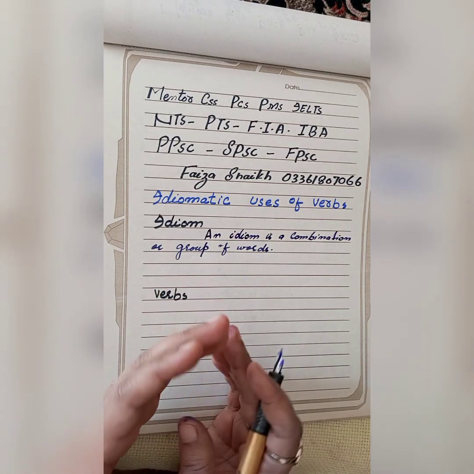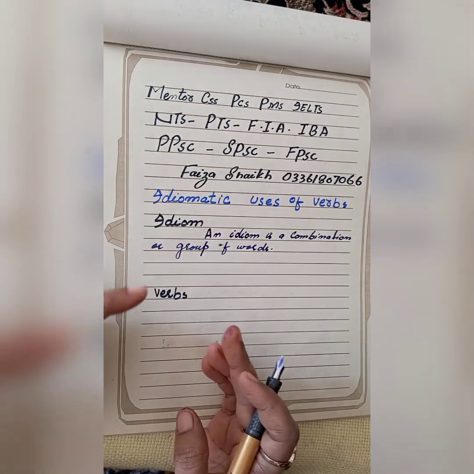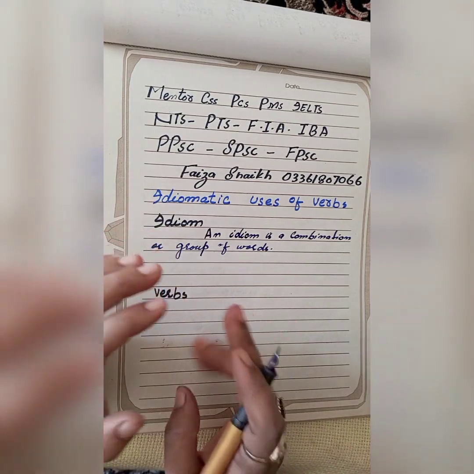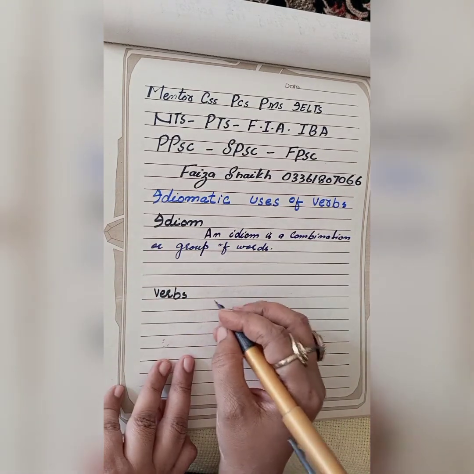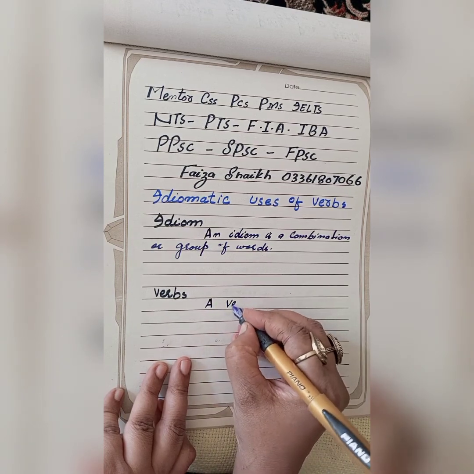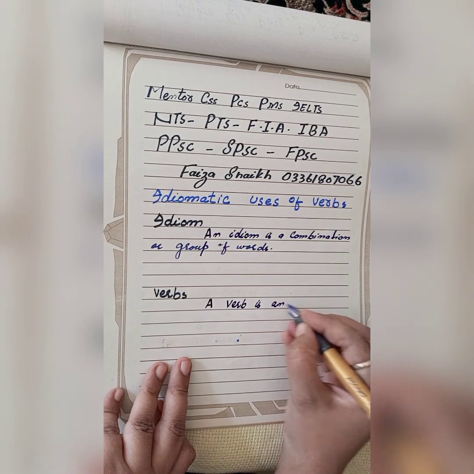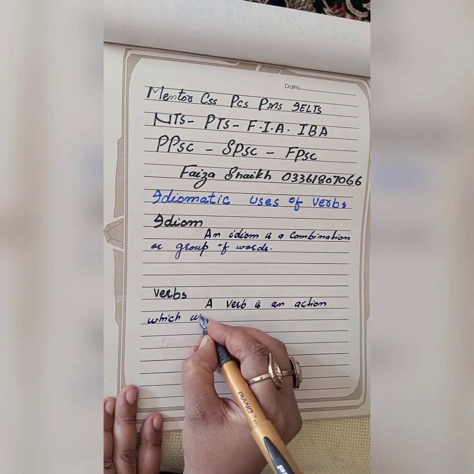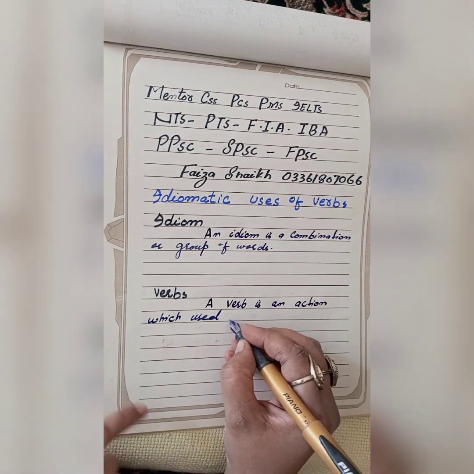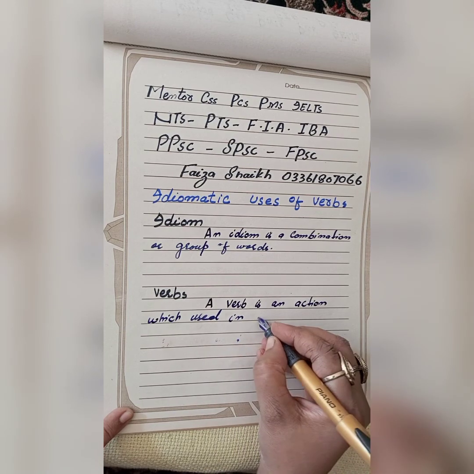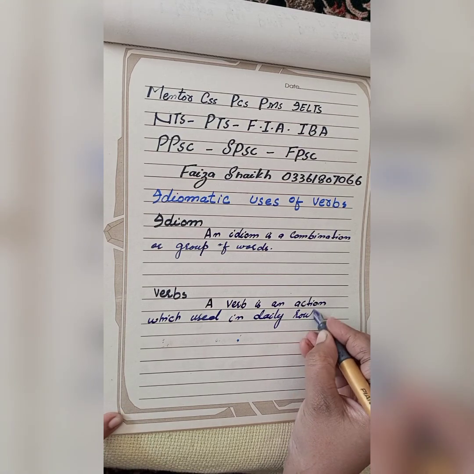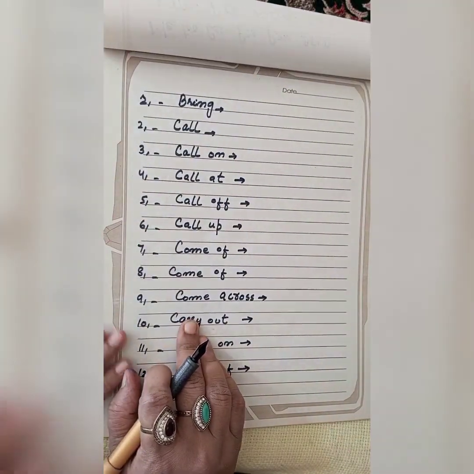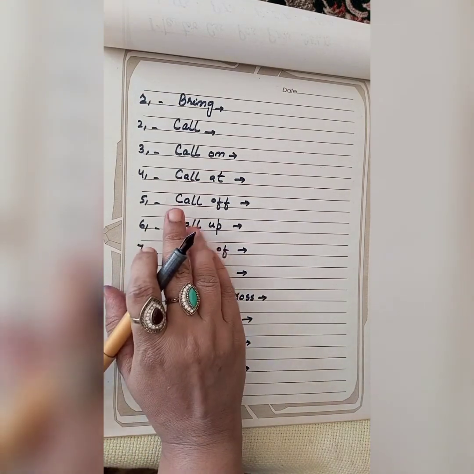A verb is an action, okay, but a phrasal verb is a phrase formed from a combination of a verb, an adjective, a preposition or both, either before or after the verb, that results in an idiomatic phrase. So here I am writing the definition of a verb. So here I am going to discuss some very important and interesting phrases. Number one is bring.